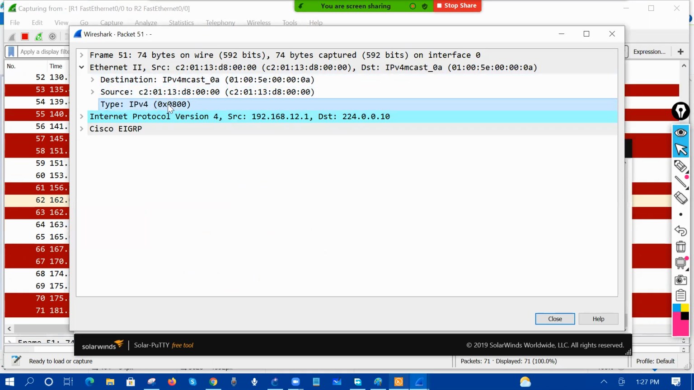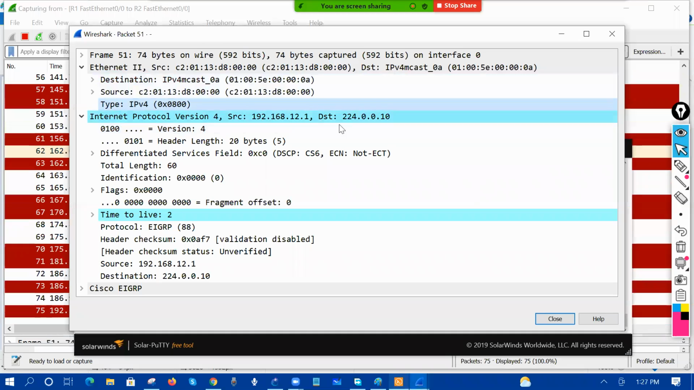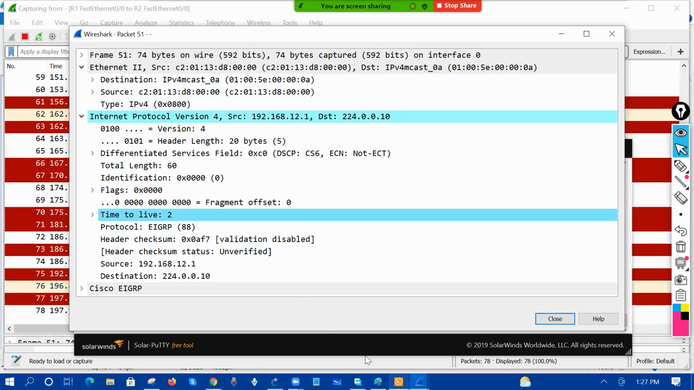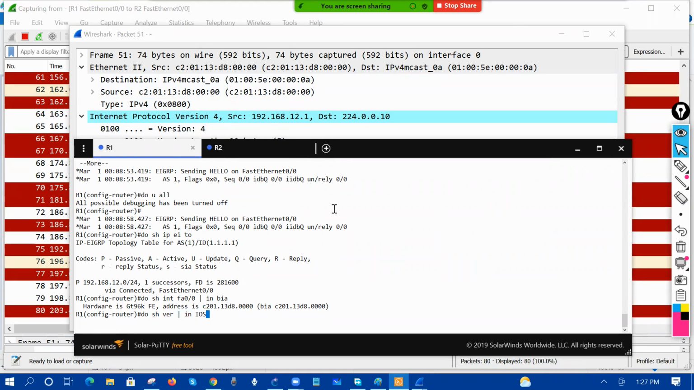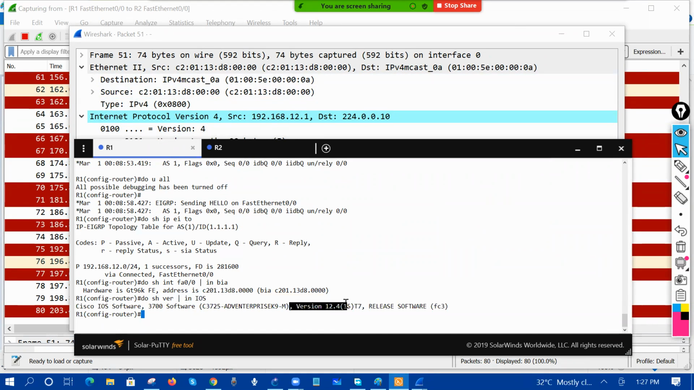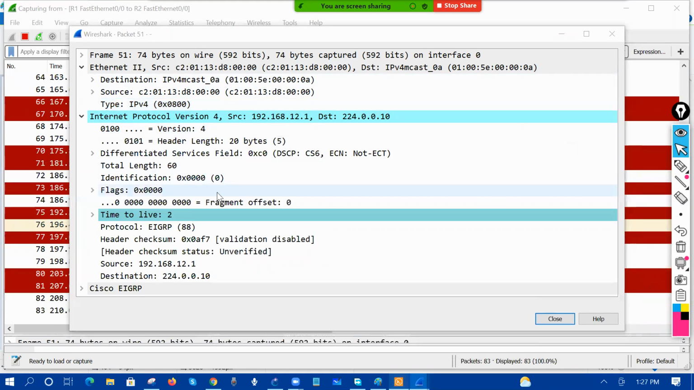Type is IPv4. I need to forward the packet to layer 3. Source IP is 12.1, destination IP dot 10, the reserved IP for the multicast, sorry, EIGRP, class D. See, the TTL is 2, right? What IOS version am I using over there? Guys, just a small point, write this down: in 12.4, the TTL is 2.